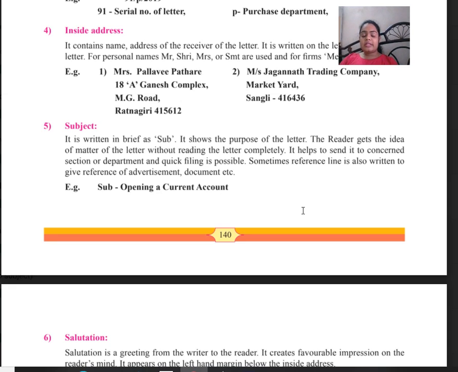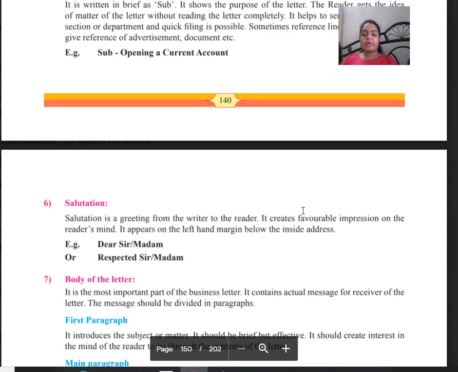So basically, as I said, the subject is written in a very short and sweet way, using minimum words, so that the person who is reading the letter gets an exact idea of what the letter is being written about. So this was about the subject.